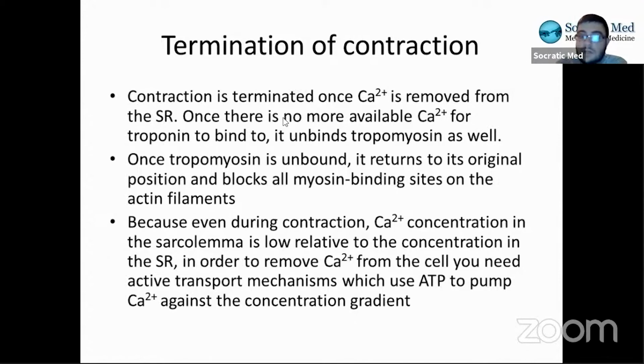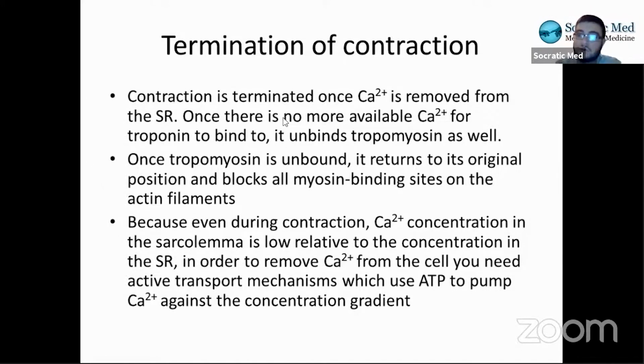Even during contraction, the calcium concentration in the sarcolemma and in the cytoplasm is low relative to the concentration in the SR. In order to remove the calcium from the cell, you need active transport mechanisms which use ATP to pump calcium against the concentration gradient back into the sarcoplasmic reticulum, back into the SR.